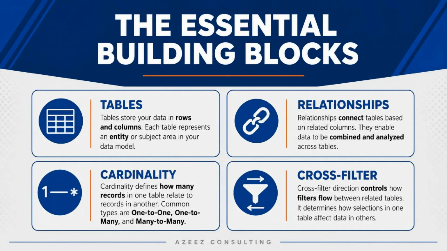The essential building blocks of a data model include tables, which store data in rows and columns, and relationships, which connect tables. Cardinality defines how records relate, and cross-filter controls how filters flow.